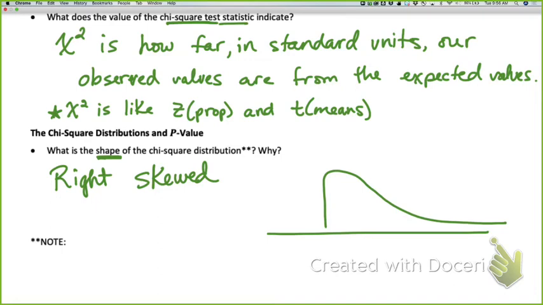In a perfect world where our expected values match our observed values, what is the chi-squared statistic? It's 0. And then thinking about the formula where you take observed minus expected squared and divide by the expected value, what kind of numbers are you always going to get? Always going to get positive numbers. So a chi-square statistic starts at 0. That's where the perfect world is. And it only goes off to the right.